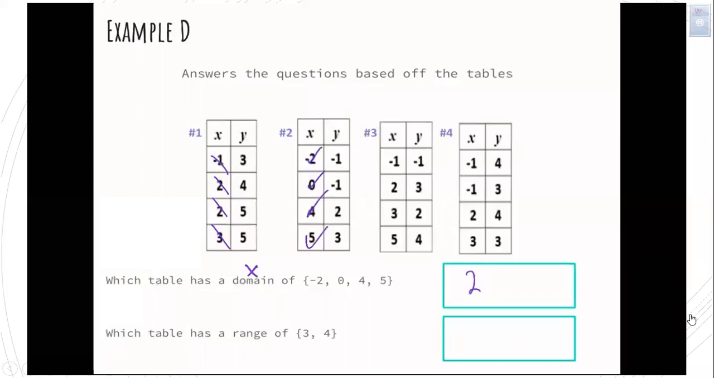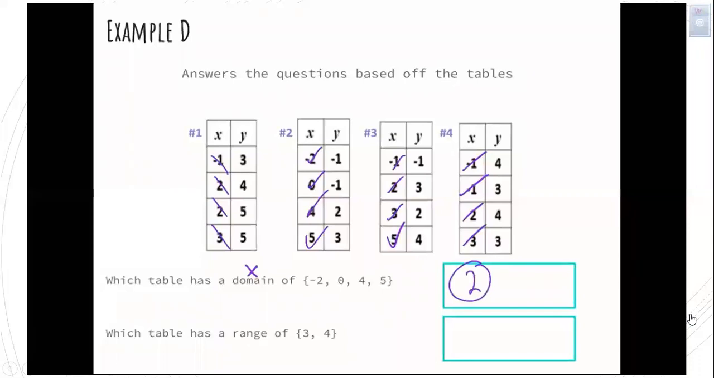Let's see if there's any others. -1, no. 2, no. 3, no. And 5, yes. Well, it's got one of the things that we're looking for, but the other 3, not so much. So 3 is not an option. And the last one, we've got -1, no. 2, no. And 3, no. So the only choice for that one is number 2.